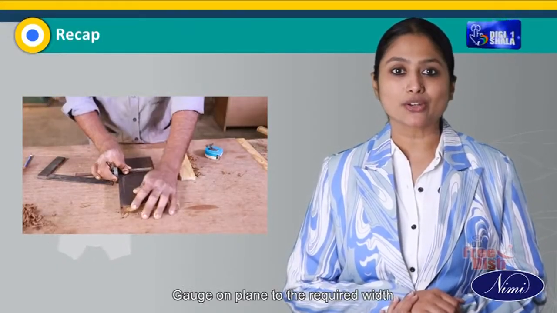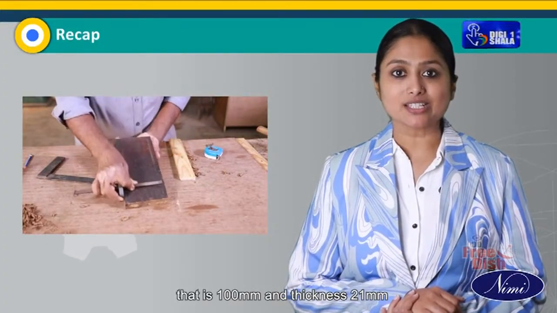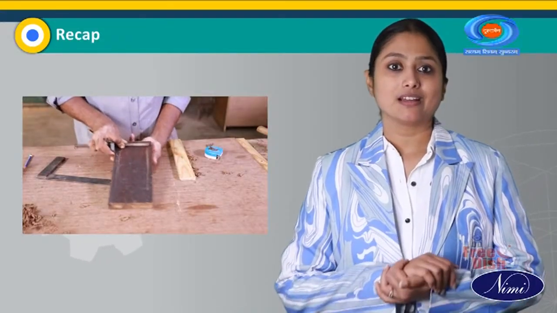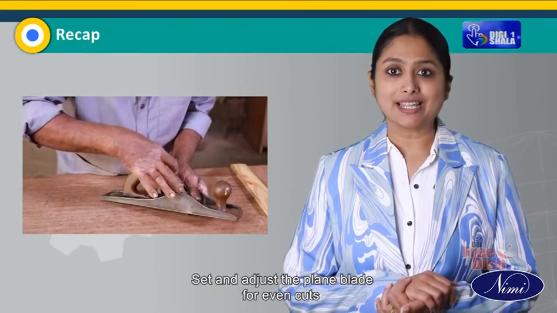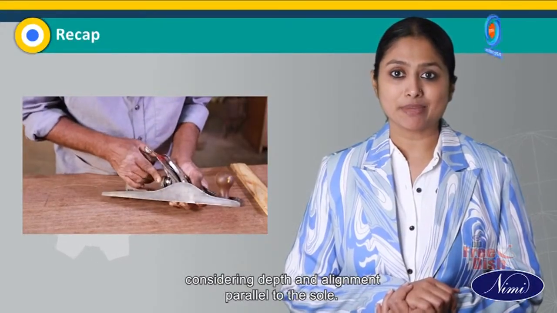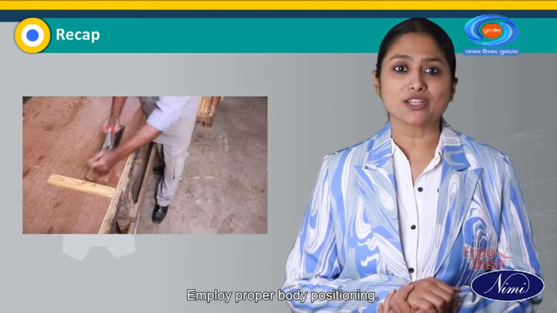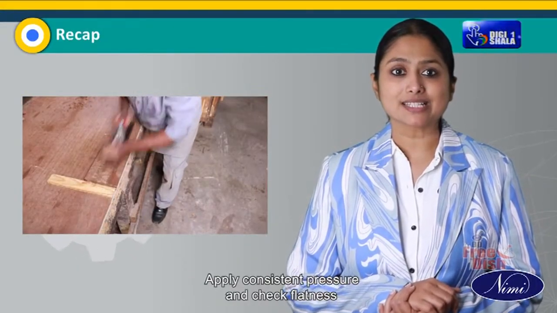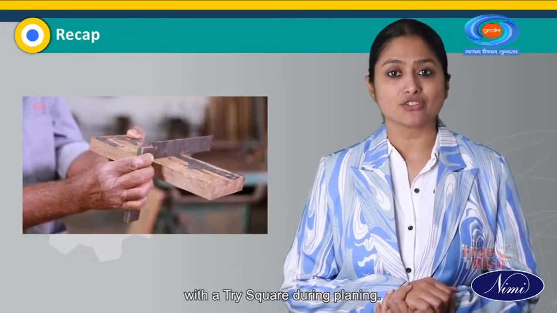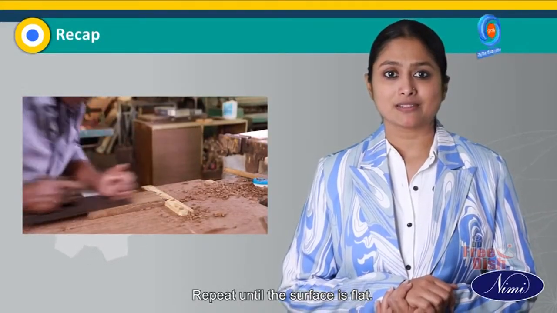Gauge and plane to the required width, that is 100 mm, and thickness 21 mm, using a marking gauge. Set and adjust the plane blade for even cuts, considering depth and alignment parallel to the sole. Employ proper body positioning, apply consistent pressure and check flatness with a tri-square during planing. Repeat until the surface is flat.